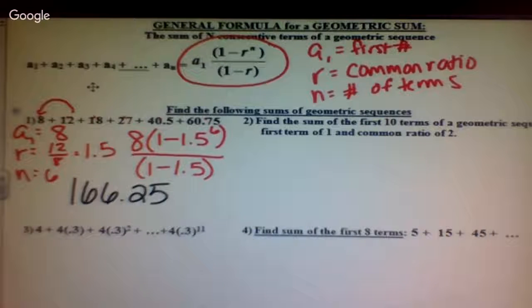Wait, so what exactly did we just find? We found the sum of all of these numbers. This one, you could have just added them all up. Number 2, though, you can't. You have to use the formula.